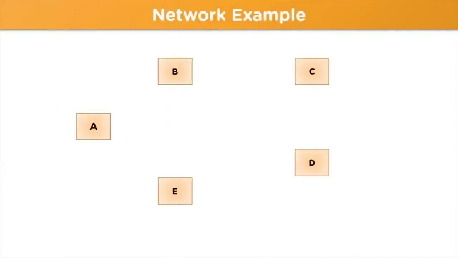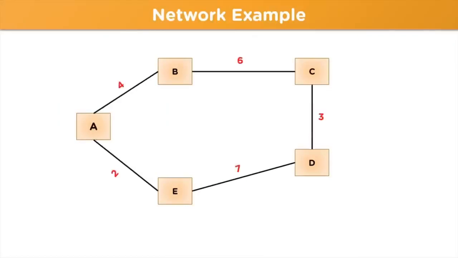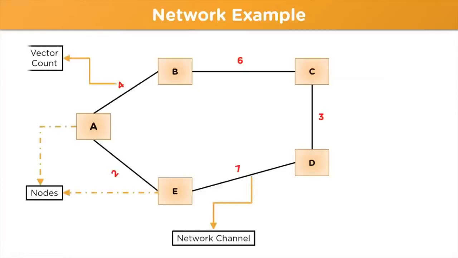Now let's design a network model with 5 different nodes that are A, B, C, D and E, with each node connected to each other using different network channels. The numerical values in the network channel refer to the vector count, that is the distance from node A to node B or to some other node in the network channel.